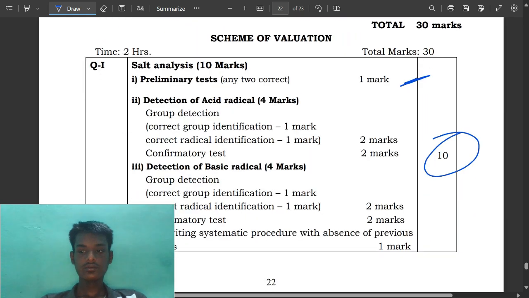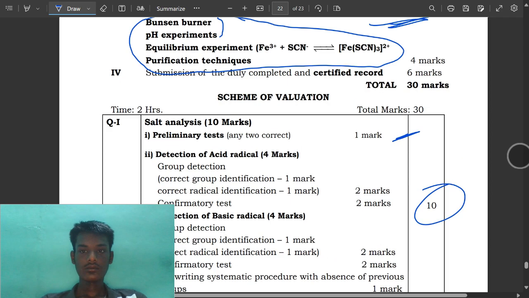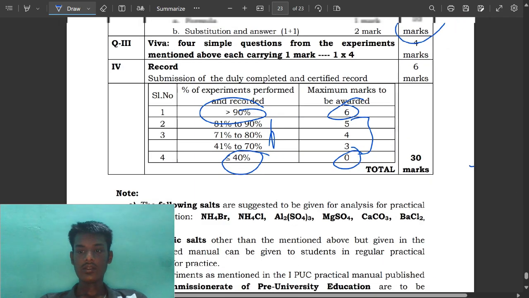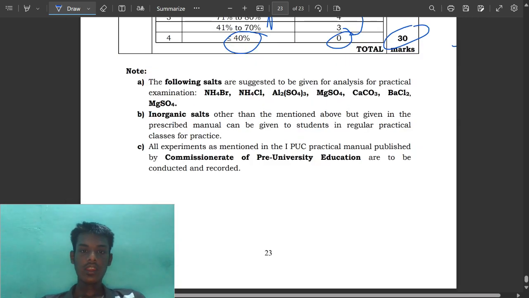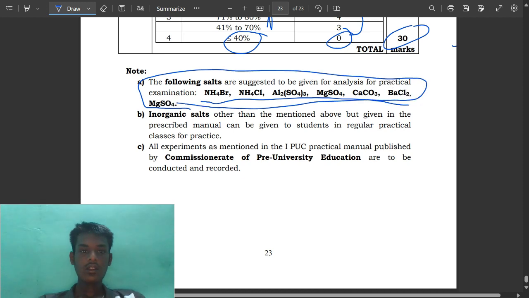Like that, we have to note the following. Salts will be given only from the suggested list, guys. They should not give both the salts. Inorganic salts other than those mentioned above but given in the traceable manual can be given to students in regular practical classes. All the experiments mentioned in the first PUC practical manual published by the Commissioner of Pre-University Education are to be conducted and recorded.